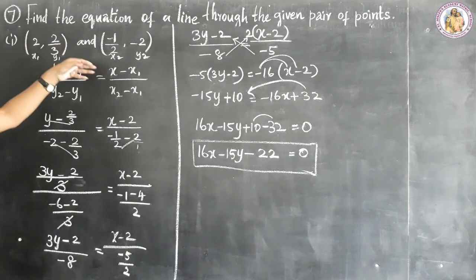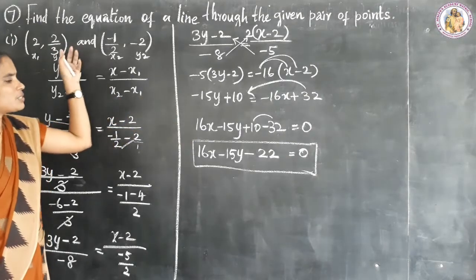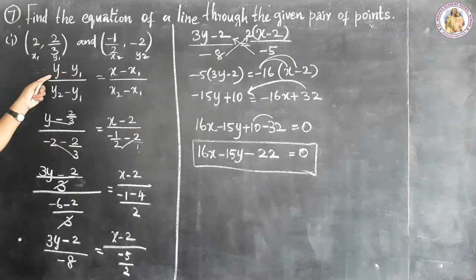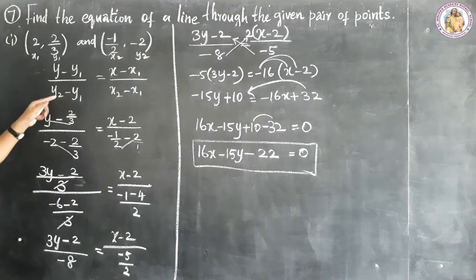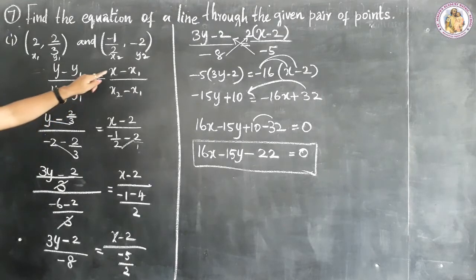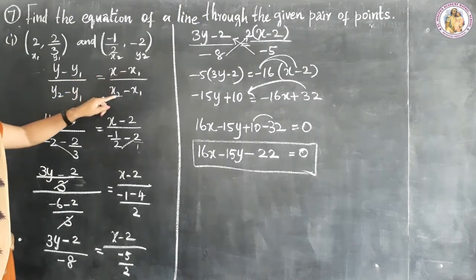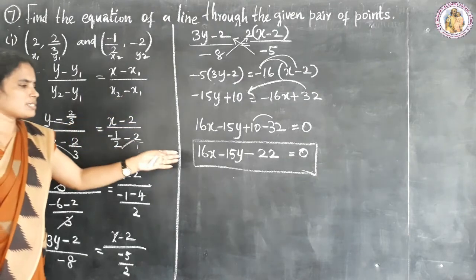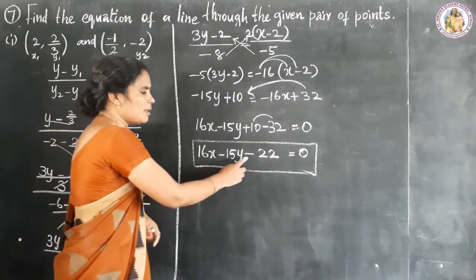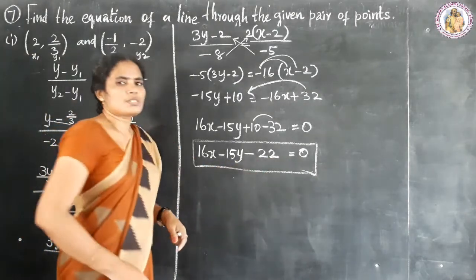So the equation of a line passing through the given two points. When the points are given, you have to use (y minus y1) divided by (y2 minus y1) is equal to (x minus x1) divided by (x2 minus x1). So the equation is 16x minus 15y minus 22 is equal to 0.